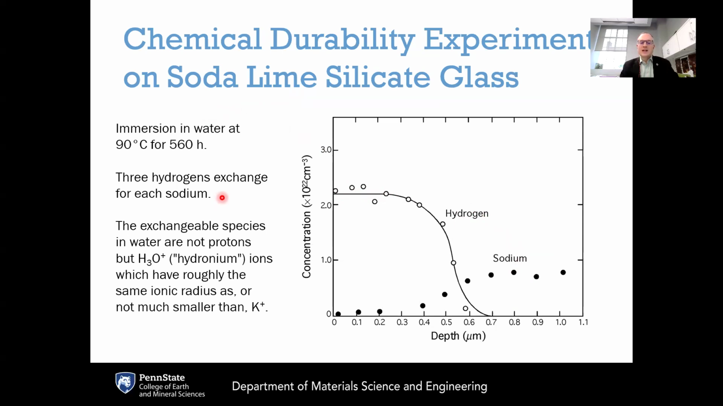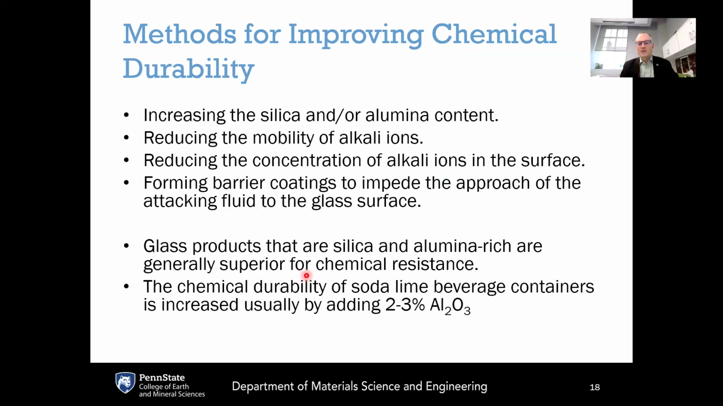And what this is indicating is that it's not really an H+ cation that is exchanging for sodium, but really an H3O+ molecule, which is a hydronium ion. And the interesting thing here is that the hydronium ion has roughly the same ionic radius as, or not much smaller than, that of potassium. And so this is showing that it's actually a slightly larger species that is exchanging in for sodium. And it's a 3-for-1 exchange of the hydrogens for each sodium.